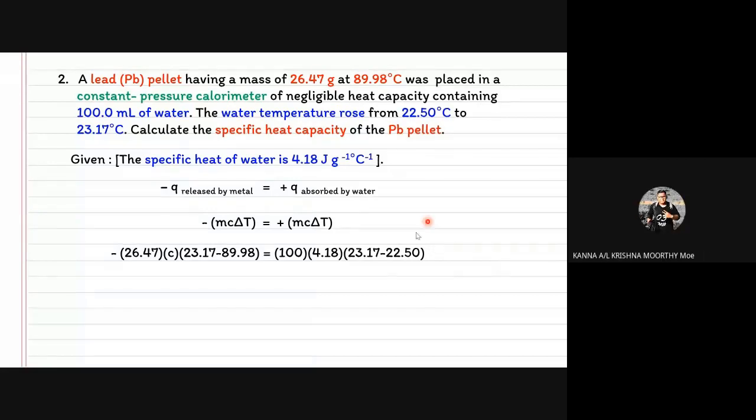Okay, lepas tu kita rearrange, kita make sure bawa negatif tu sekali, negatif ni to the whole thing lah, kecuali C nanti sebab kita akan gerakkan dia. Once kita substitute, kita akan dapat 0.159 joule per gram per degree C. Don't forget the unit.